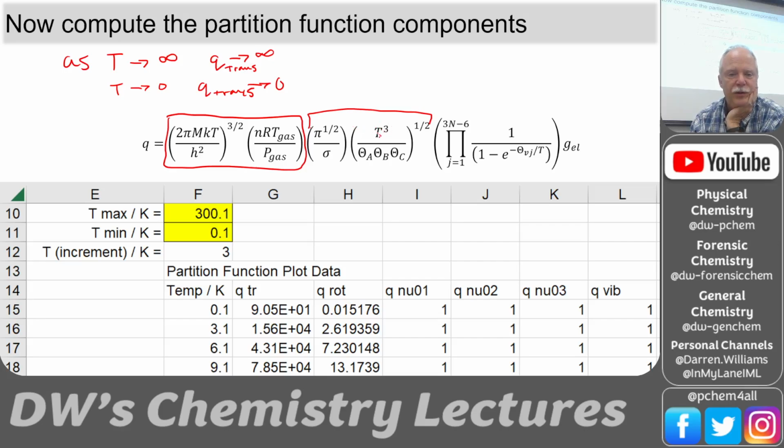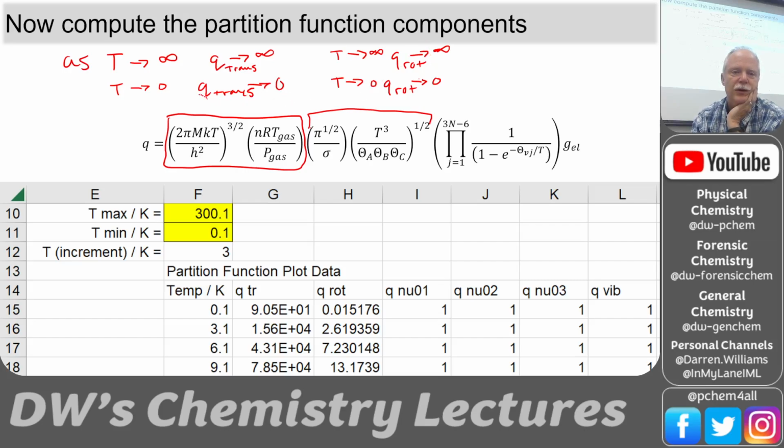So here we have temperature again in the numerator. So as temperature goes to infinity, Q rho goes to infinity. Did everybody see that? And then as temperature goes to 0, Q rho goes to 0.